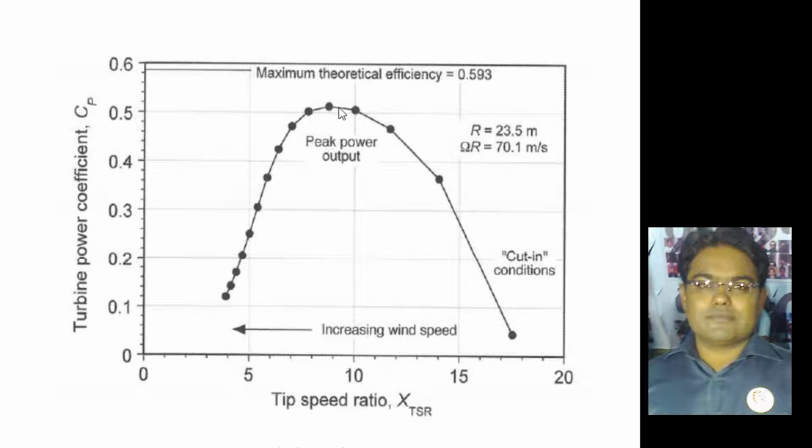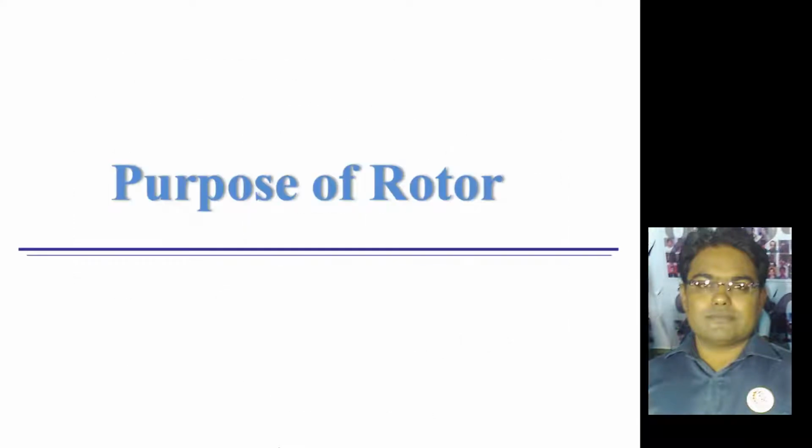If we look at this particular range at which we have the maximum turbine power coefficient, that comes at a tip speed ratio nearby 10. If we cross 10, there's a drastic change in the turbine power coefficient. The maximum theoretical efficiency that can be expected from a horizontal axis wind turbine is nearby 59.3%, and beyond that there will be no proper generation of electrical energy.